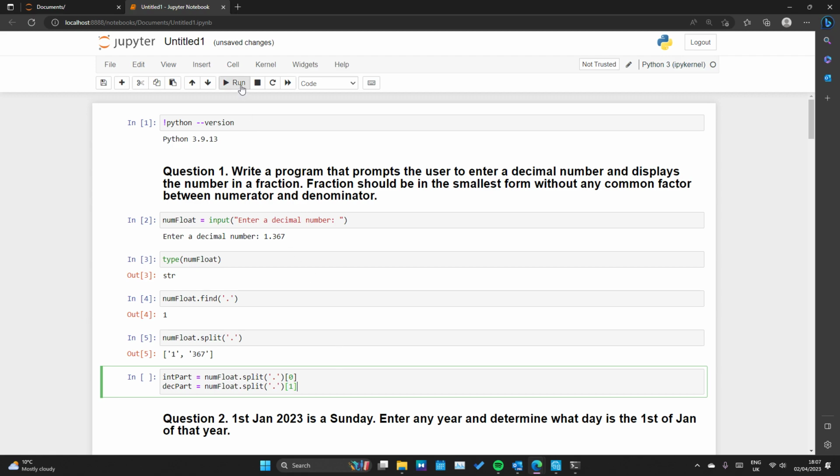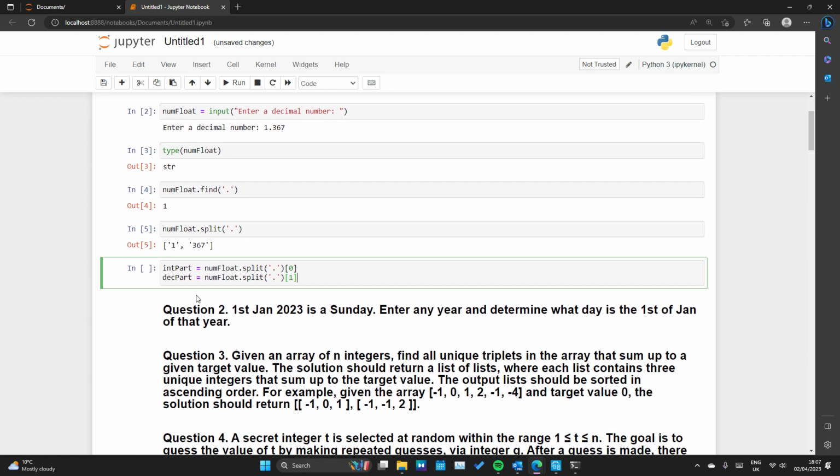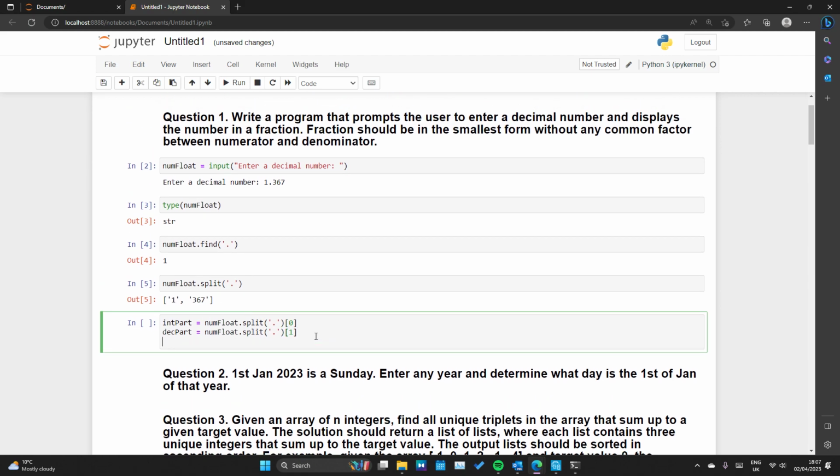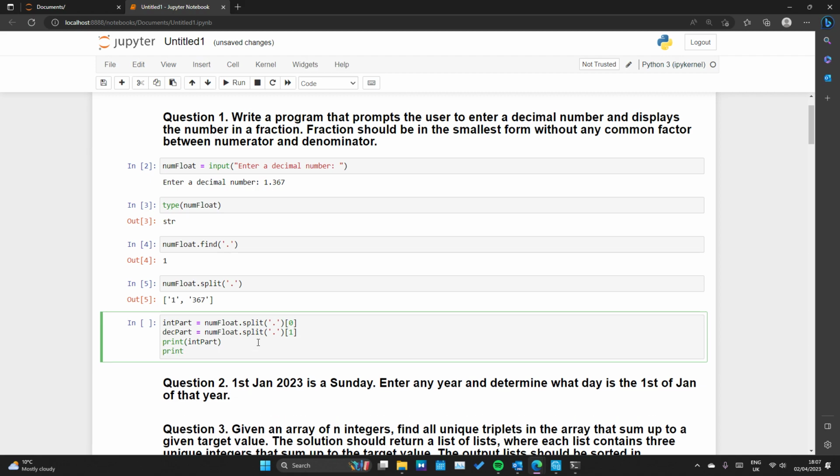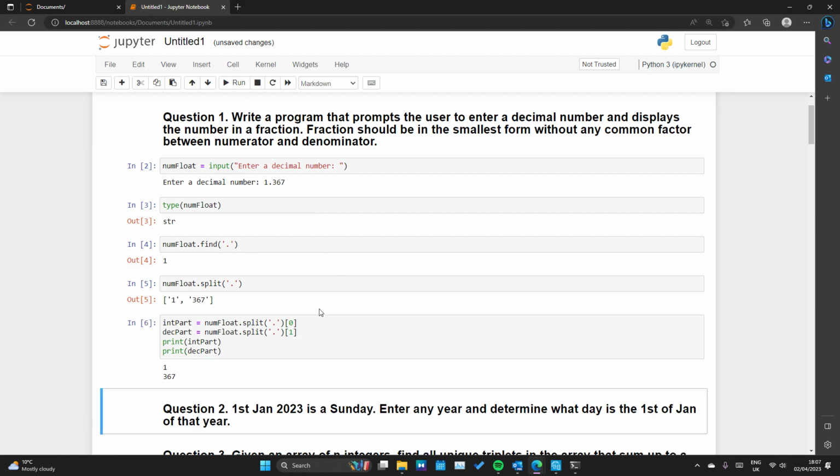Now we can print these two variables and verify that we have saved them correctly. So I will put print int part, and I will also do the second part. I will print the second variable called dec part. So we can run this, and we have verified that the integer part is saved in the first number, and 367 is the other one.